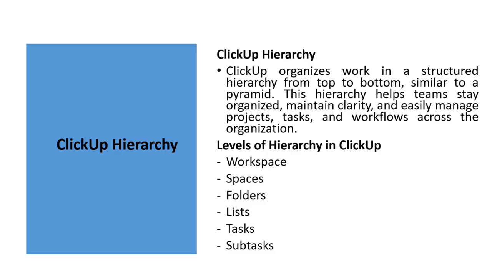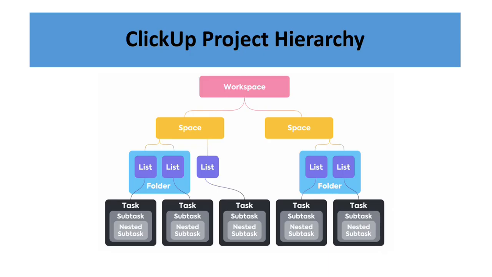So the 6 levels in the ClickUp hierarchy are workspace, space, folders. Folders are optional. We have lists, tasks, and subtasks. So the tasks are where the real work happens, and subtasks really help to break down the work further. So here is an image of the ClickUp hierarchy. So let's go over each of them one by one. So workspace.